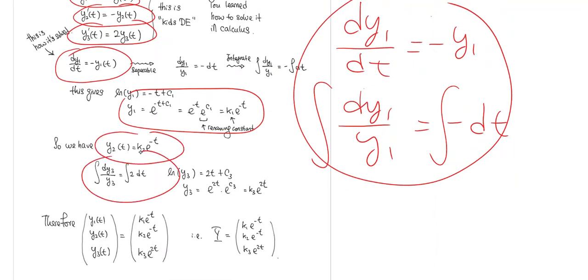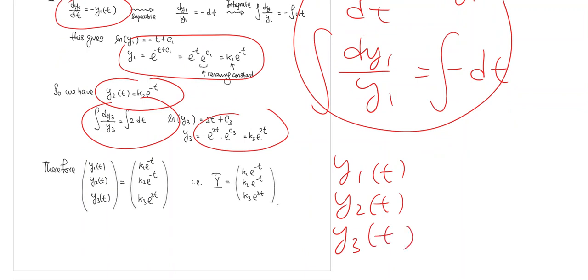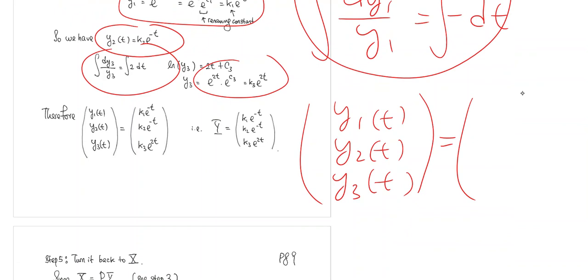And if you solve for y3, you will get to this. Meaning that now we have solved this completely decoupled system. This is a completely decoupled system. They are easy to solve because they are decoupled. They are not interconnected. So we have y1, y2, and y3. We found the answers. They all look like this.